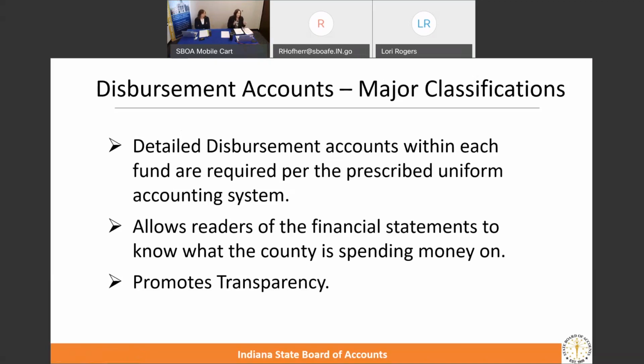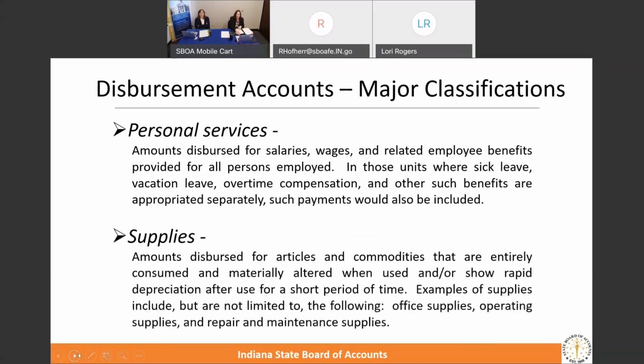Okay, so disbursements real quickly. This slide should look really, really familiar. It's just the flip side of receipts. Again, you're required, for the prescribed uniform accounting system, okay, to have detailed disbursement accounts within each fund. This also allows the readers of the financial statements to know what the county's spending money on, okay? And it promotes transparency. We like that a lot in government.